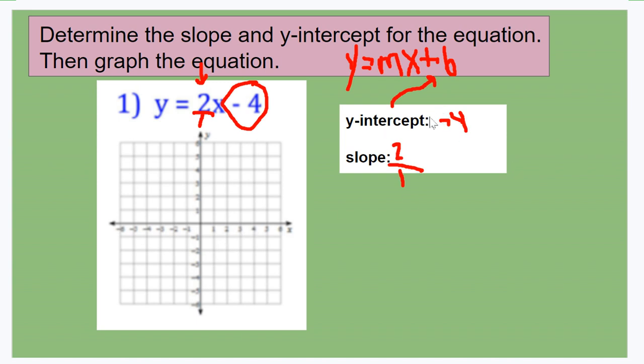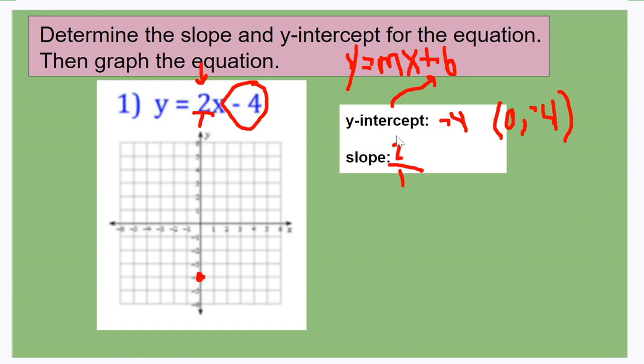So the first thing we do is plot our y-intercept. And our y-intercept is always the point on the y-axis. So it's going to start with 0, comma, and then whatever the y-intercept is. So -4. So that's the first point that we plot, (0, -4), because it's the y-intercept. So go up the y-axis until you get to (0, -4), which is down here, and plot that point.